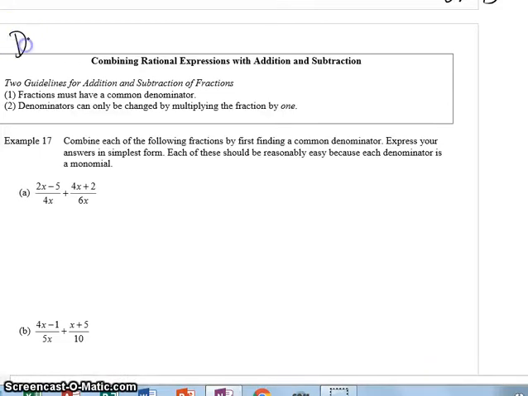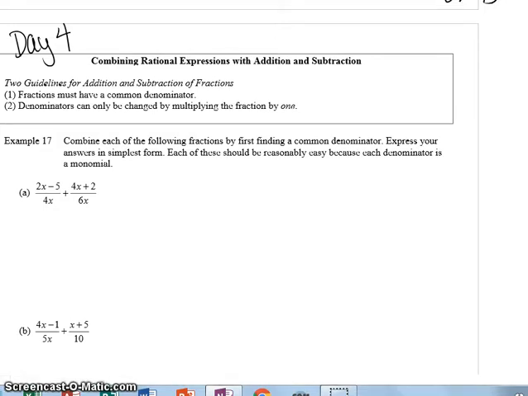This is Unit 6, Day 4. So today, the crazy thing about high school math is that adding and subtracting is actually harder than multiplying and dividing. So yesterday we did multiplication and division of fractions, and now we're going to do adding and subtracting.